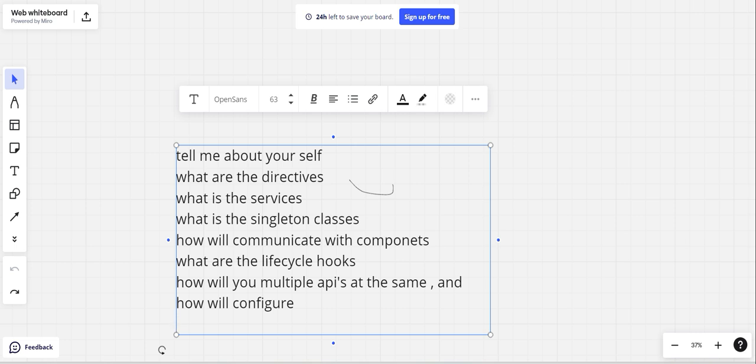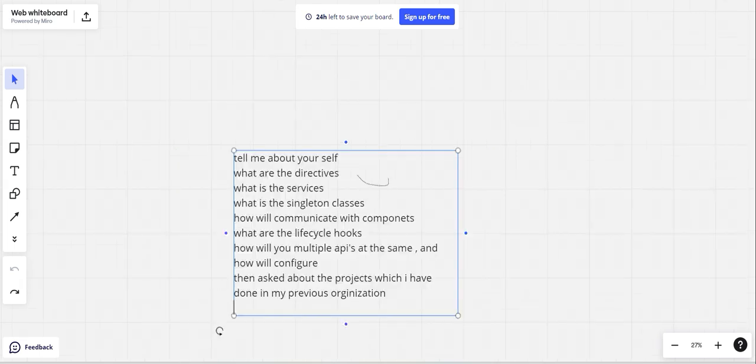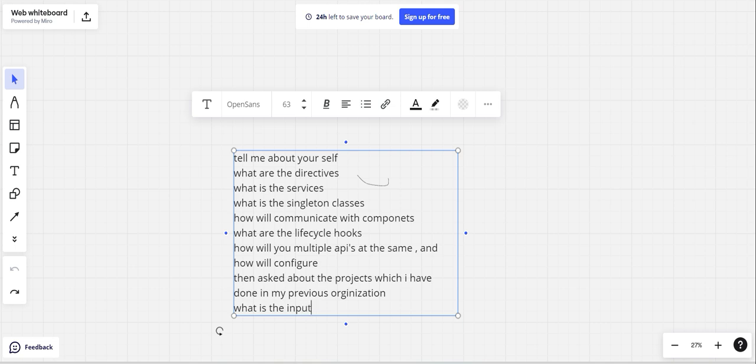Then he asked about the projects which I have done in my previous organization. These are mainly the questions he asked: what is the input decorator, input and output decorators, and dependency injection.